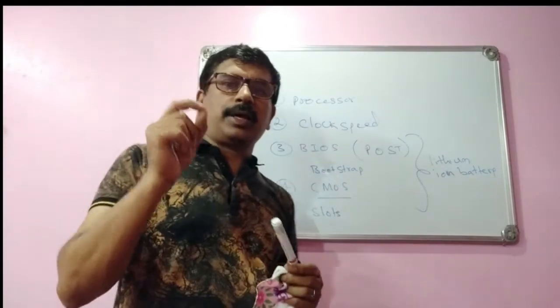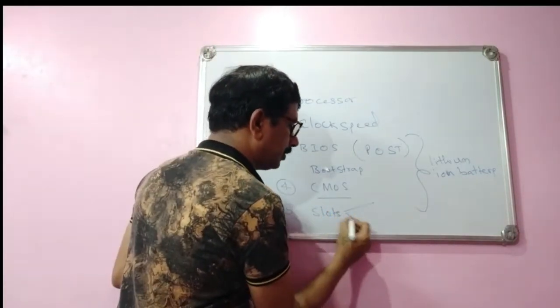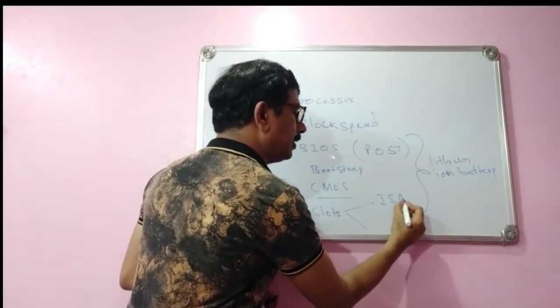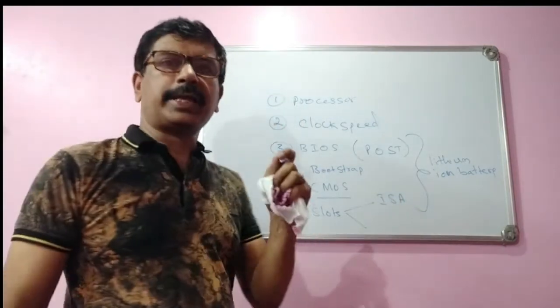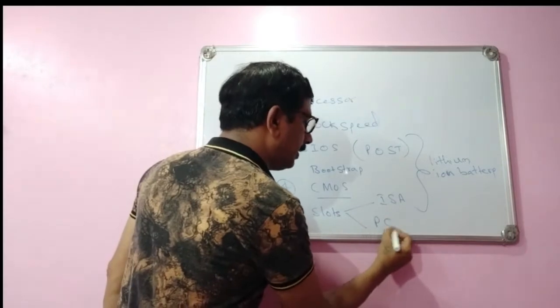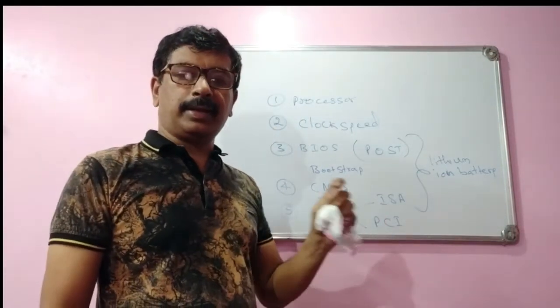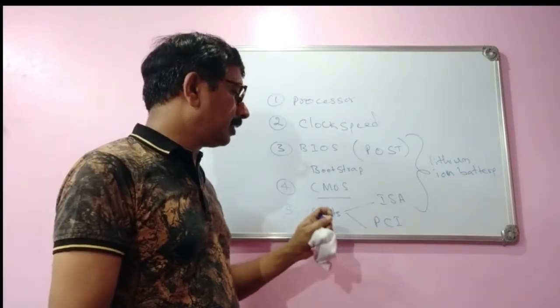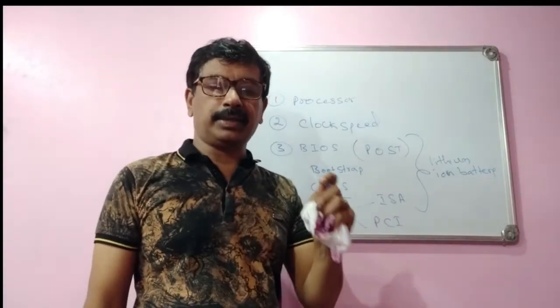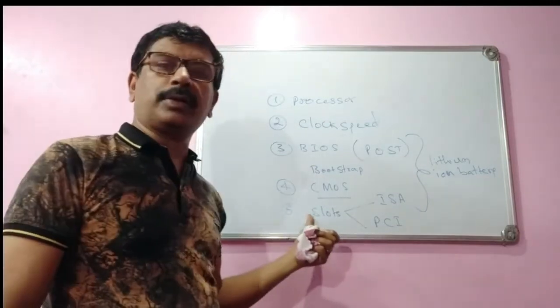Fifth one is slots. In the last class, I have explained there are two types of slots. One is ISA, Industrial Standard Architecture, and second one is PCI, Peripheral Component Interconnect. And these two are called slots.